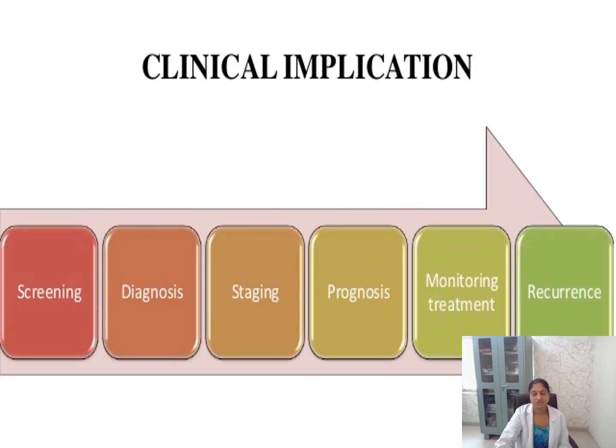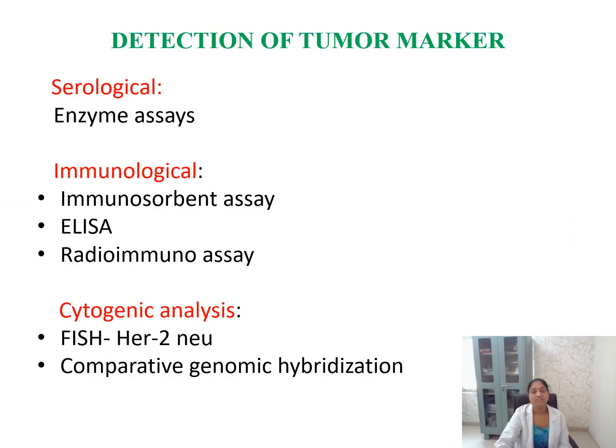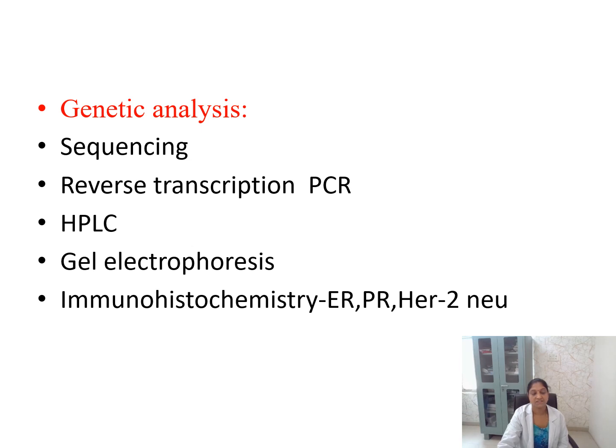So, clinical implications: tumor markers are useful for screening, diagnosis, staging, prognosis, and monitoring the treatment. Now, detection of tumor markers. There are various methods for detecting the tumor markers. Serologically by enzyme assays, immunologically by enzyme-linked immunosorbent assay, ELISA and radioimmunoassay, and cytogenetic analysis by FISH and comparative genomic hybridization. Genetic analysis includes sequencing, reverse transcriptase PCR, HPLC, gel electrophoresis, and immunochemistry.